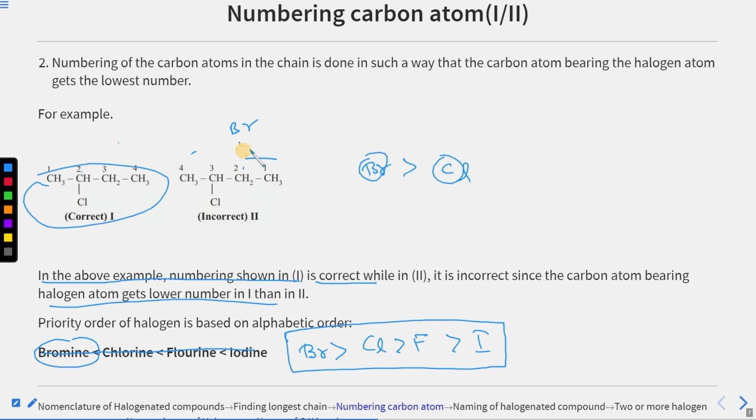Now the second thing I have mentioned is that if two halogens are coming at the same priority, like here, if we count from here, we will get chlorine at 2. If we count from here, we will get bromine at 2. Therefore we will now follow the alphabetic order. We will take that numbering which has alphabetic priority. So this is the example. If we now give the priority according to alphabets, then bromine will come first, then chlorine, then fluorine, then iodine. Okay, so this is clear.